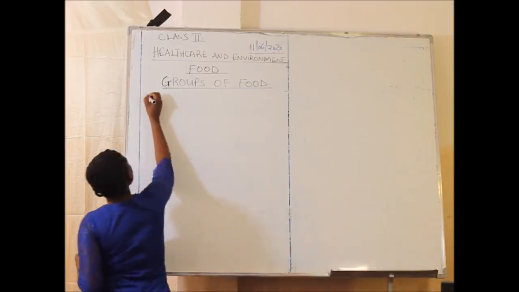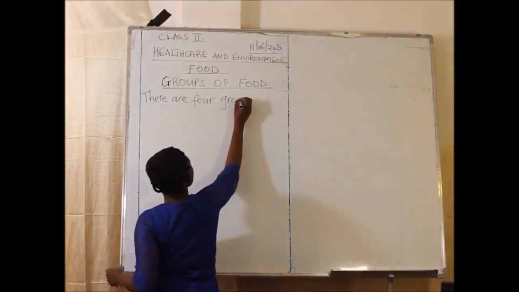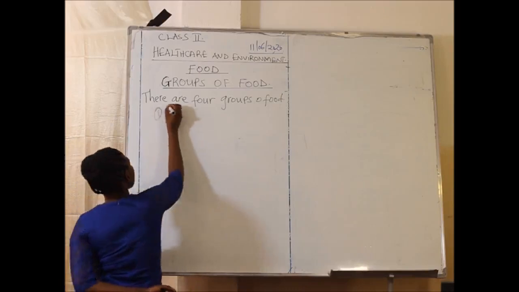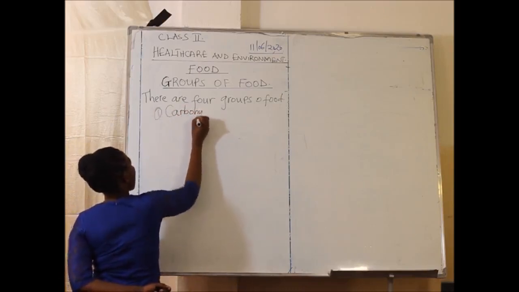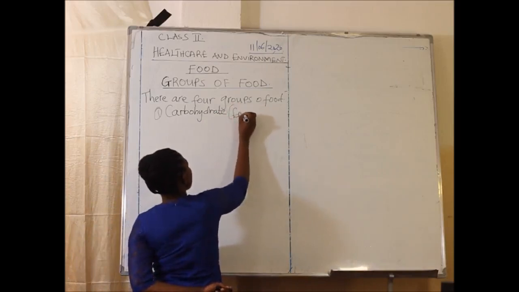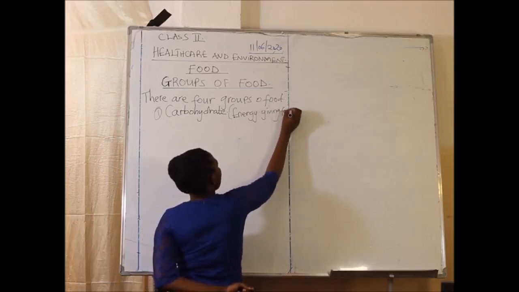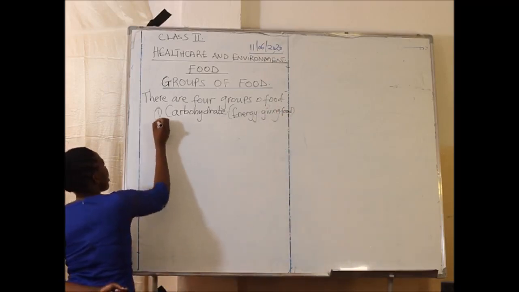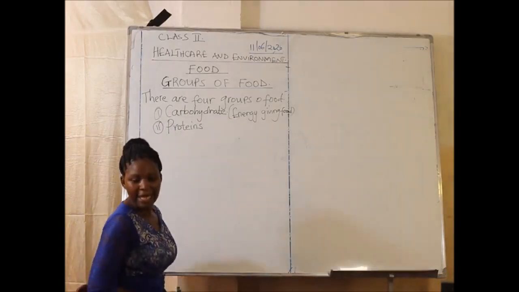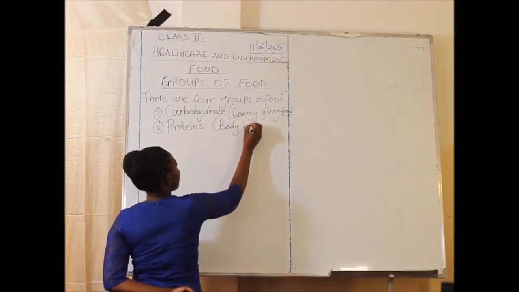Now let us see. We say there are 4 groups of food. One, who can tell me? One, we have carbohydrates. Another name of carbohydrates we say is energy-giving food. Another group is proteins. Protein, or we say is body-building food.